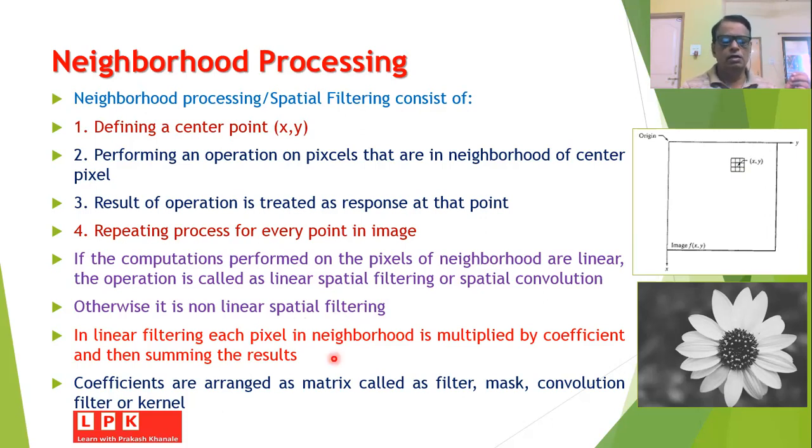In linear filtering, each pixel in the neighborhood is multiplied by a coefficient, and then it is summed to get the result. The coefficients are arranged in the form of a matrix, and this matrix can be called a filter, or a mask, or sometimes a convolution filter, or a kernel.